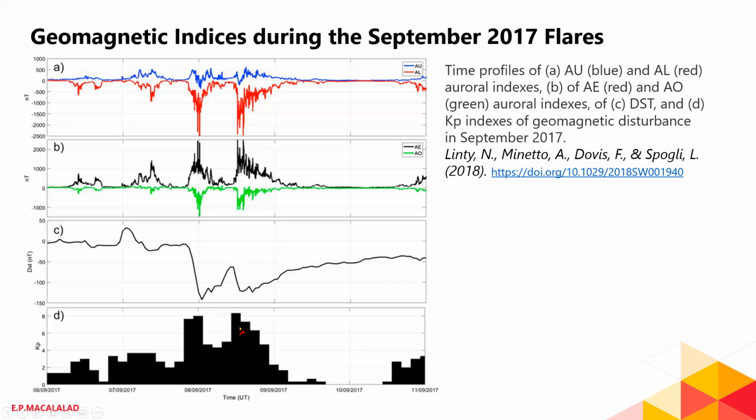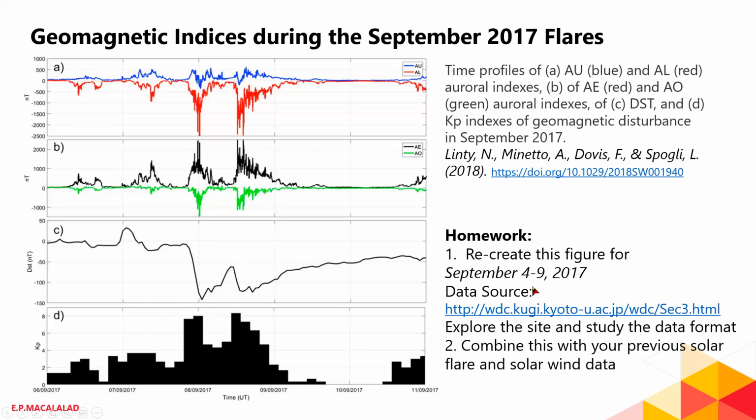Now, to complete your graphs from before, together with your solar flare and solar wind data, I want you to recreate this figure and combine it with your previous solar flare and solar wind data. I want you to recreate this using September 4 to September 9. So this is your first homework, just to complete the picture of this event, solar activity and geomagnetic activity.